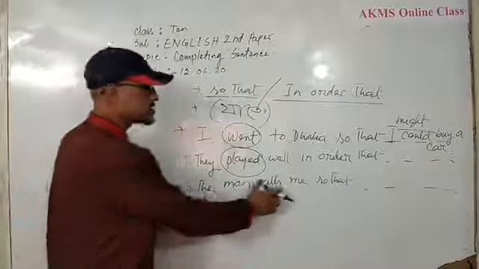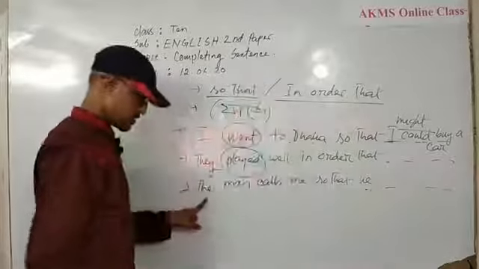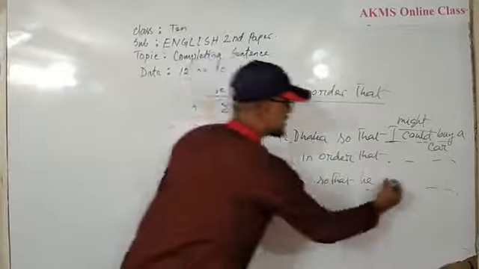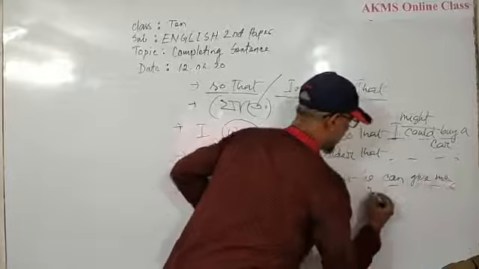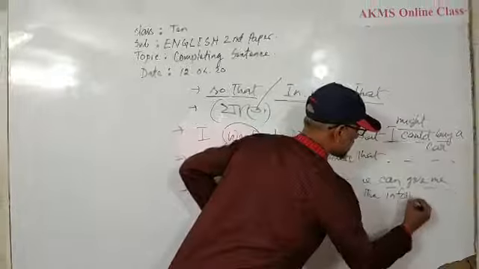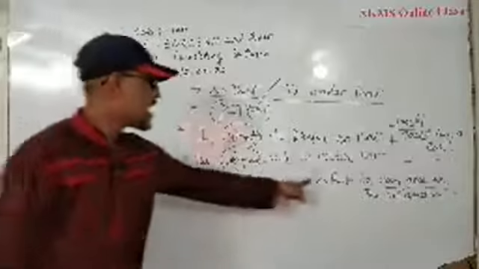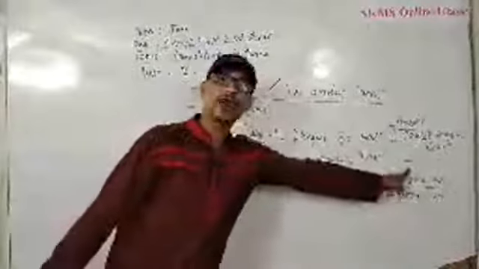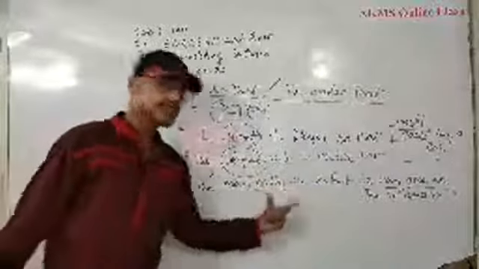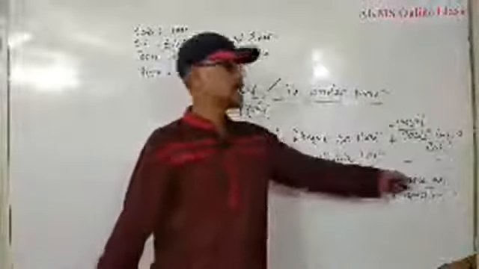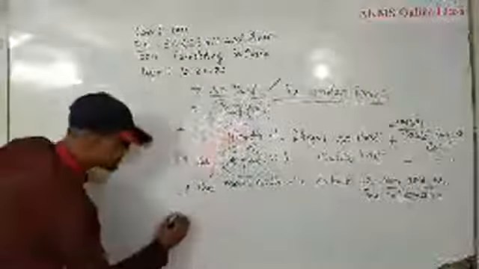Here, the man calls me so that or in order that he gives me the information. It is in present tense. You can notice that I have used can and verb 1, as the verb of the first clause is in present tense. I have used can and verb 1. You can also use may. So the structure will be as follows.